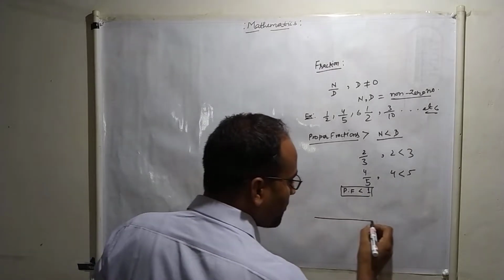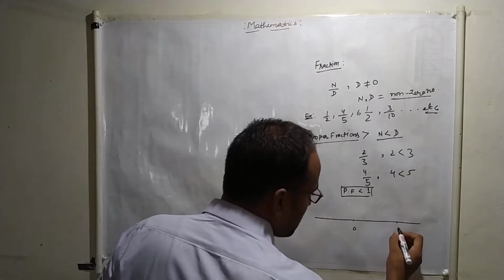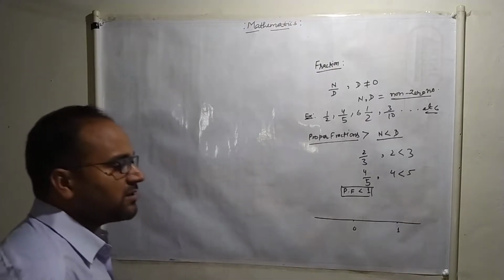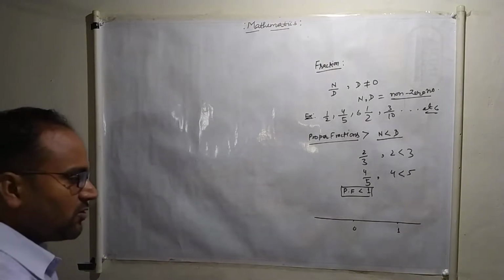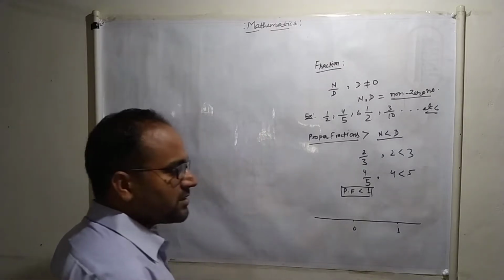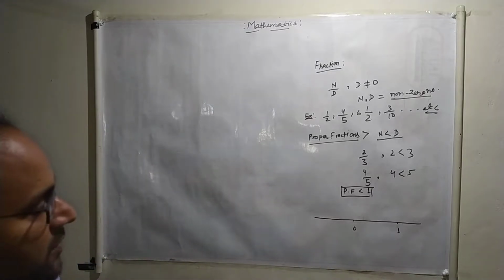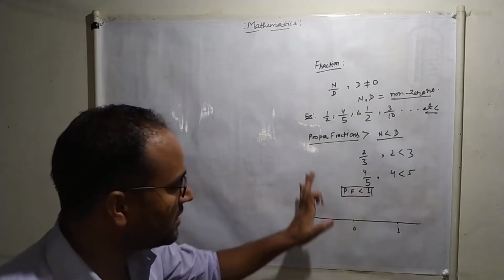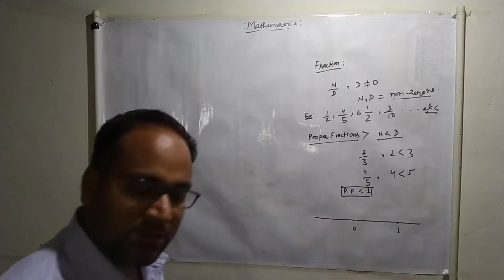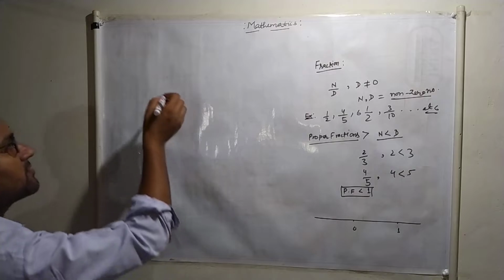If you are representing a proper fraction on a number line, it always lies between 0 and 1. If it is negative, it lies between 0 and minus 1, but we are not going to consider negatives here. It is always between 0 and 1. And the next one is improper fraction.